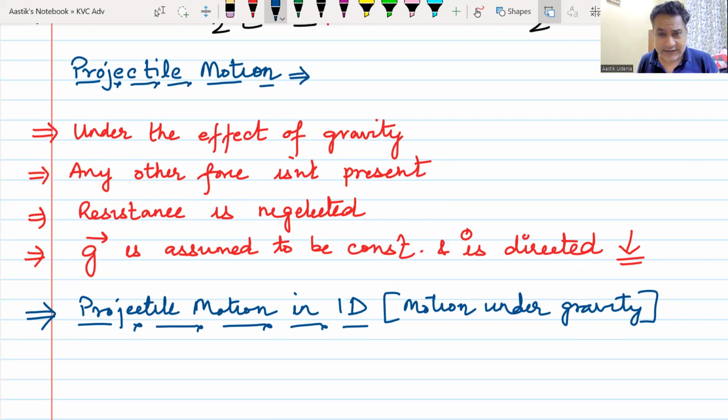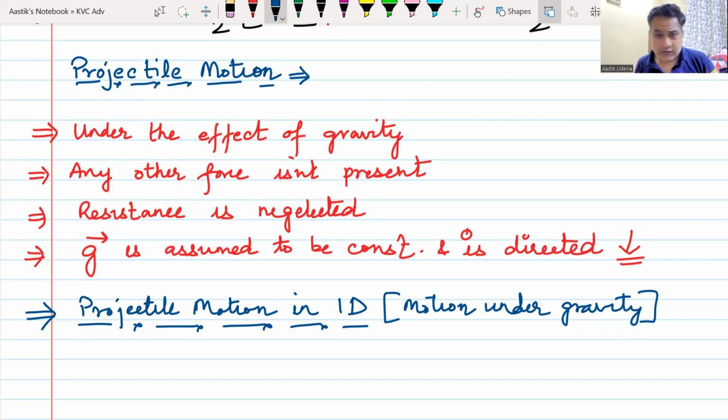In that case, what was happening was, I had a ball, a stone, and I was throwing it vertically upwards. It was going vertically upwards and coming vertically downwards. Do we understand this? That was projectile motion in one dimension. We have already done that. If I throw the ball vertically up, it just comes vertically down.